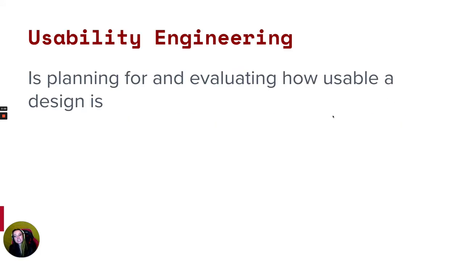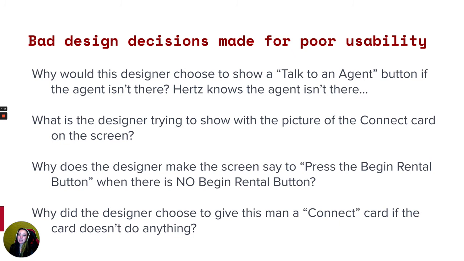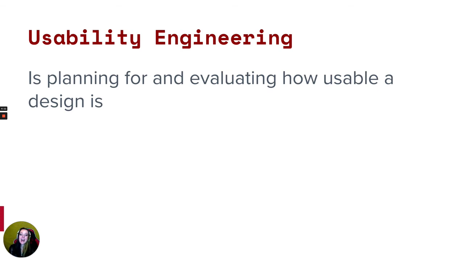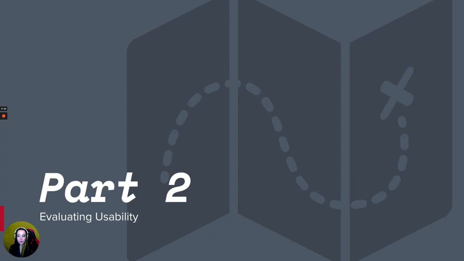So usability engineering is all about planning for and evaluating how usable a design is. So when you're making design decisions, trying to make good decisions that are going to make for good usability as opposed to bad decisions that make for poor usability. And then also testing and evaluating whether the design is usable. So being aware as you're designing of what's usable and what's not, and then testing it to see if you got it right. That's what usability engineering is all about.